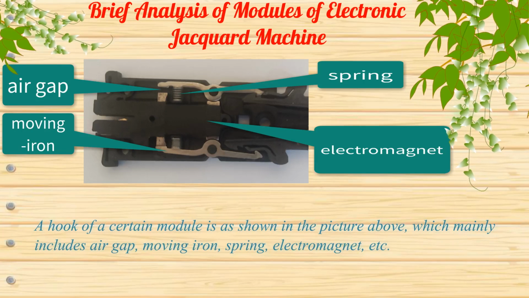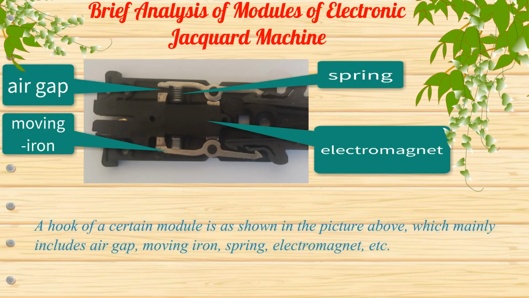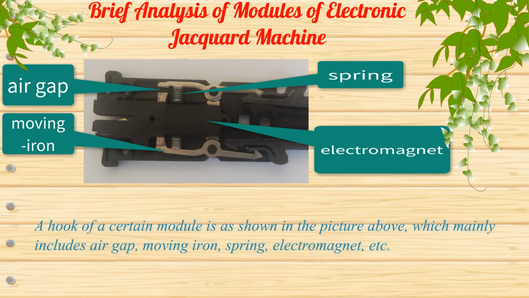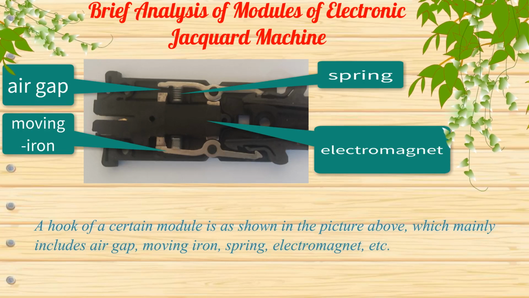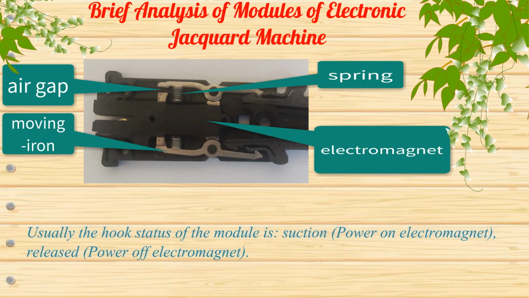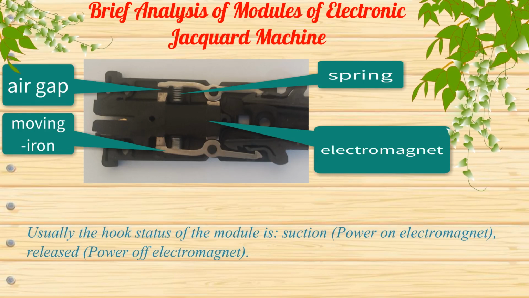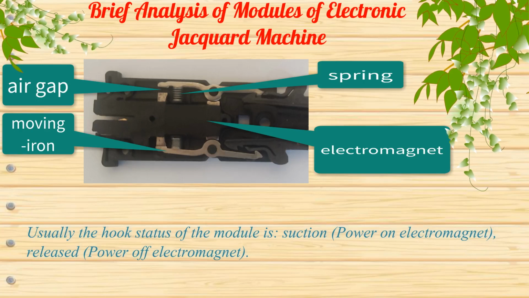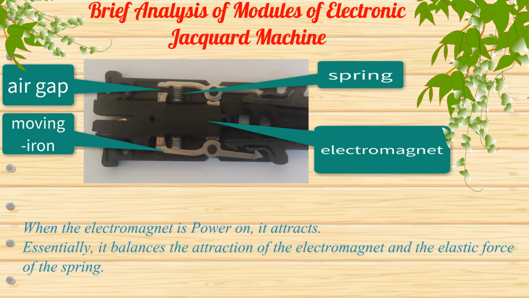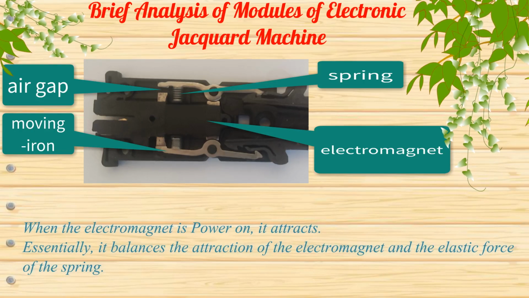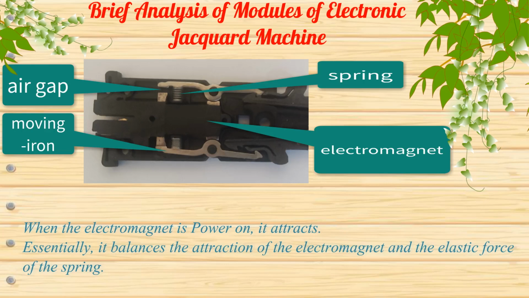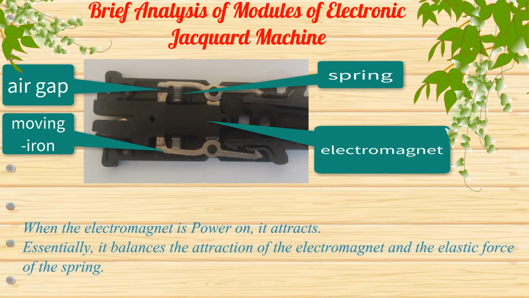A hook of a certain module is, as shown in the picture above, which mainly includes air gap, moving iron, spring, electromagnet, etc. Usually the hook status of the module is suction, power on electromagnet, released, power off electromagnet. When the electromagnet is power on, it attracts. Essentially, it balances the attraction of the electromagnet and the elastic force of the spring.